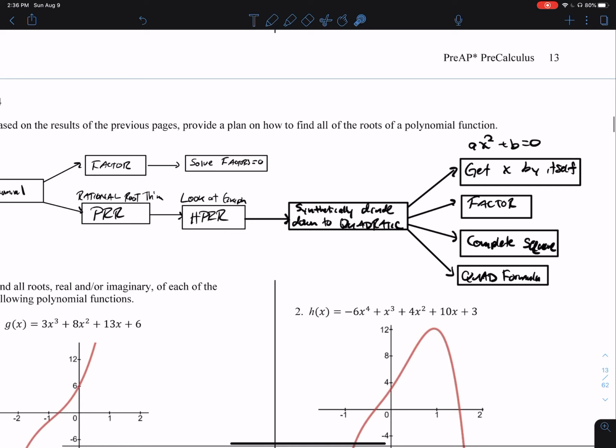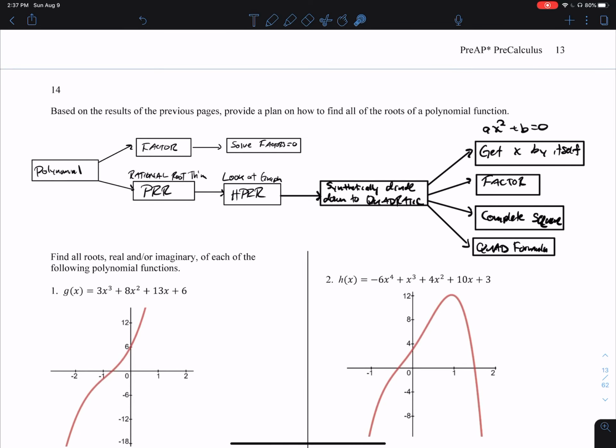Once you have a quadratic, you take the quadratic, and if it's in this form, get x by itself by subtracting b, dividing by a, and then square rooting it. If that doesn't work, in other words, if it's not in this form, factor it. If you can't factor it, complete the square. If completing the square seems difficult because the lead coefficient isn't 1, then you can use the quadratic formula. So essentially it's factor it and then solve, use the rational root theorem, divide synthetically to get down to a quadratic, and all this is saying solve the quadratic. There are 4 different ways that we could solve it.